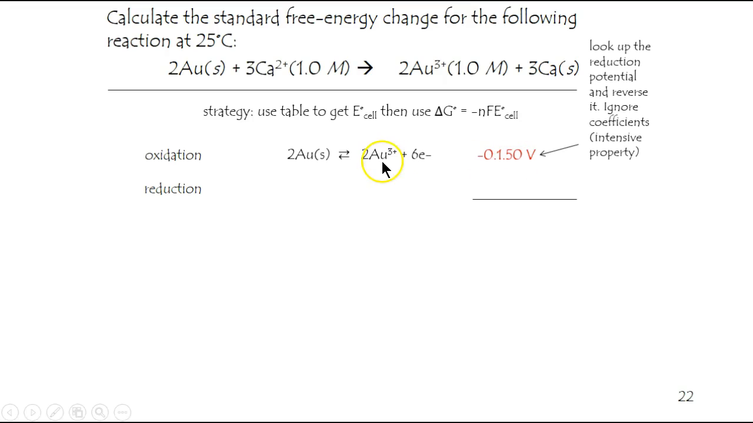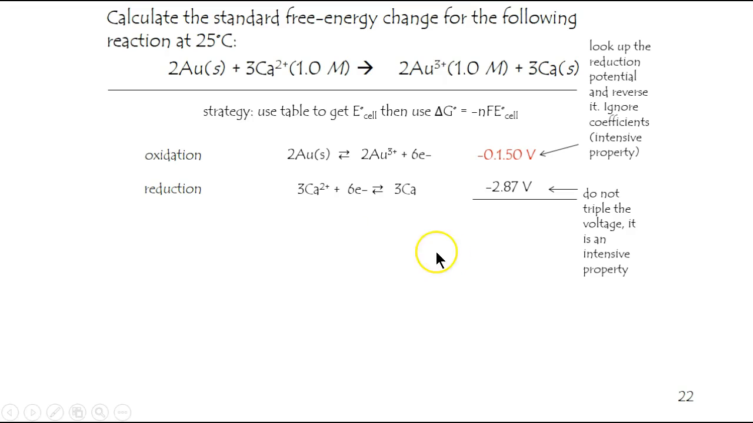All right, so this is the standard reduction potential for this that we've flipped around, and then we're going to find the standard reduction potential for the real reduction reaction, which is for the calcium cations, and we'll keep that just like it is. Combining this is going to give a highly negative number, and that means this doesn't sound spontaneous in the forward direction at all, does it? By the way, do not triple these values, just keep them just like they are.